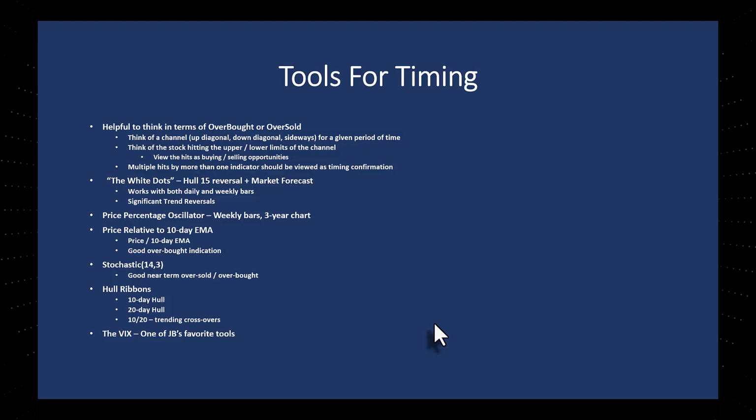And oh, by the way, the more of these hits that you get in this area by other indicators, they can be viewed as timing confirmation. You shouldn't actually do anything based on just one indicator.